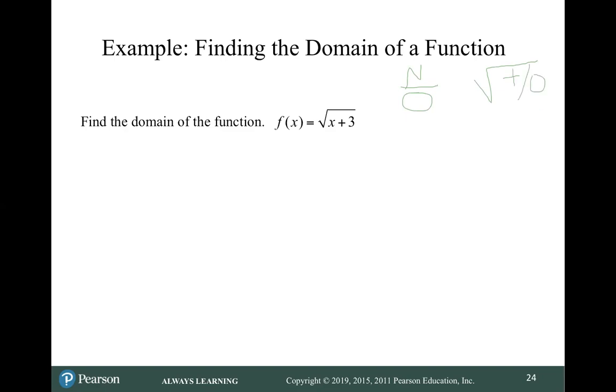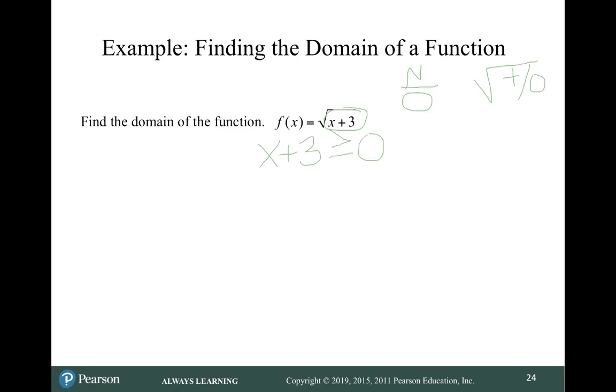So that means I have to look at this function and say, could I ever divide by 0? No, there's no variables in the denominator, so we don't have to worry about that. Could I ever have a negative inside of a square root? Yes. So we need to take what's called the radicand, the number inside of the radical, and say that it always has to be positive or 0. How do we say that? Greater than or equal to 0 will take care of that for us.